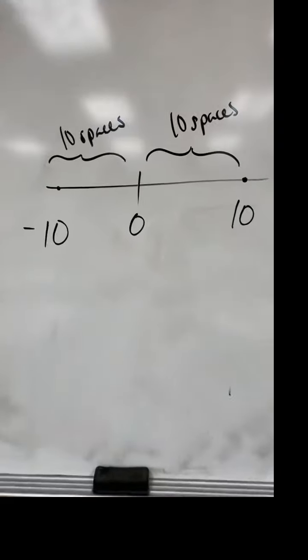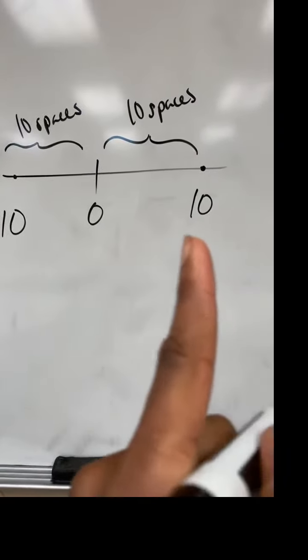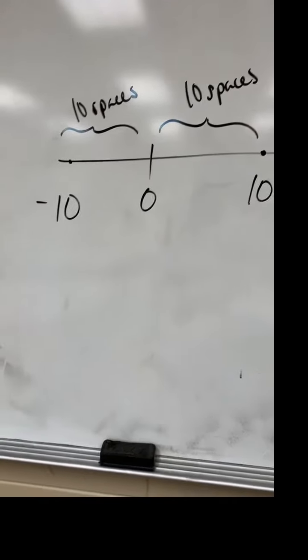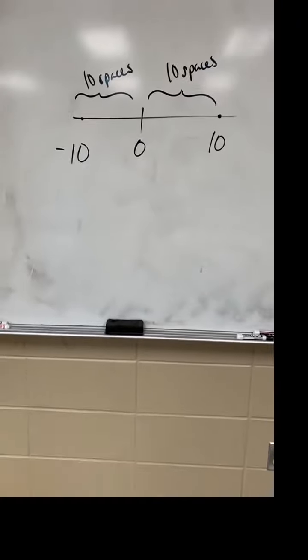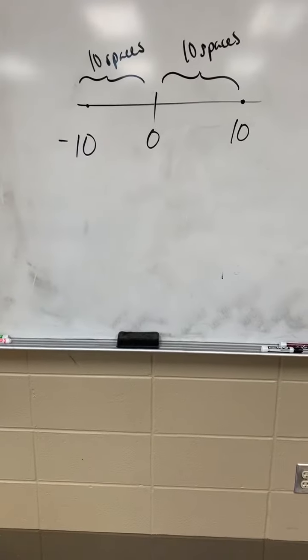See, there's zero right there in the middle. If I go 10 spaces that way, I'm at 10. If I go 10 spaces that way, I'm at negative 10. Therefore, if I'm 10 spaces from zero, I could either be a positive 10 or a negative 10.